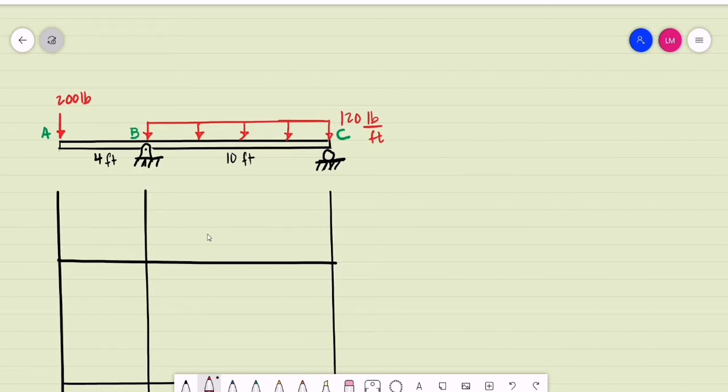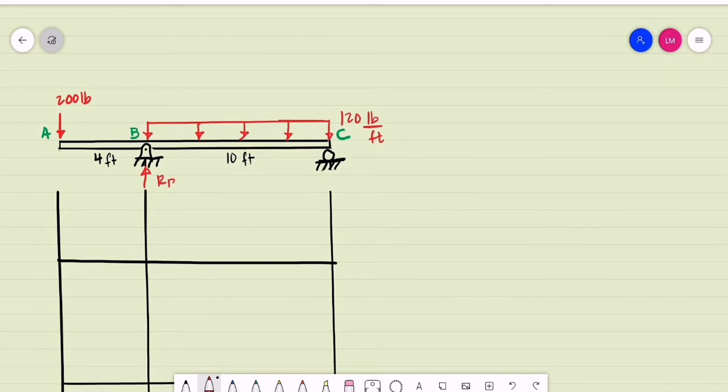Okay, so let's have this example. For example, we have this beam loaded as shown, and we are required to draw the detailed shear and moment diagram. So first thing to do is we are to compute for the support reactions. Let's say the reaction at B, it is assumed to be upward.